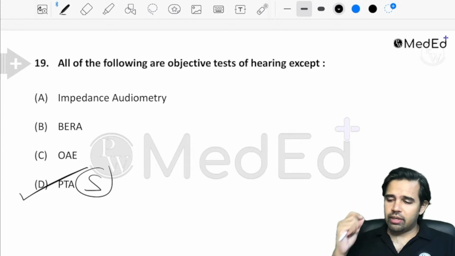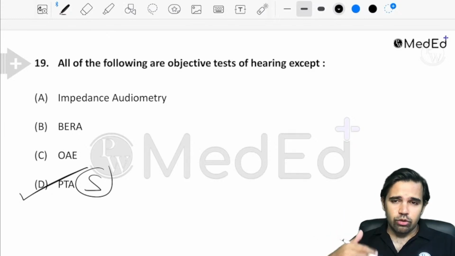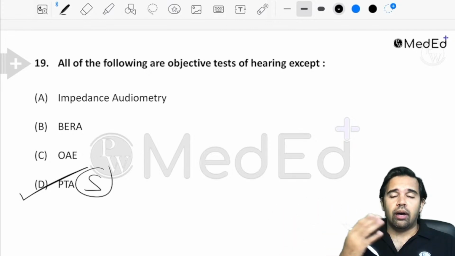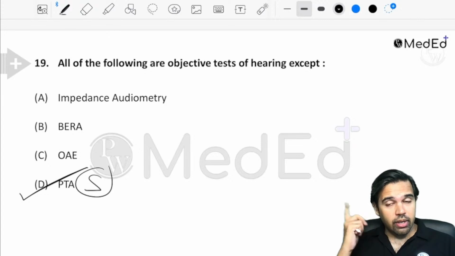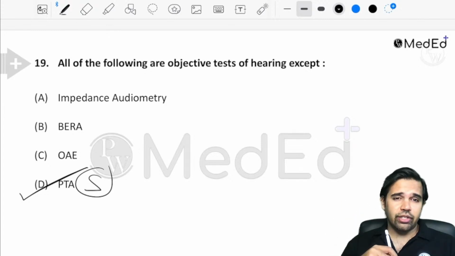Place the probe, you get the waves, okay, the ear mechanism is working. But after that also, if there's a delay in child speech development, you do BERA, the auditory brainstem response, and then cochlear implant or some other type of speech rehabilitation.